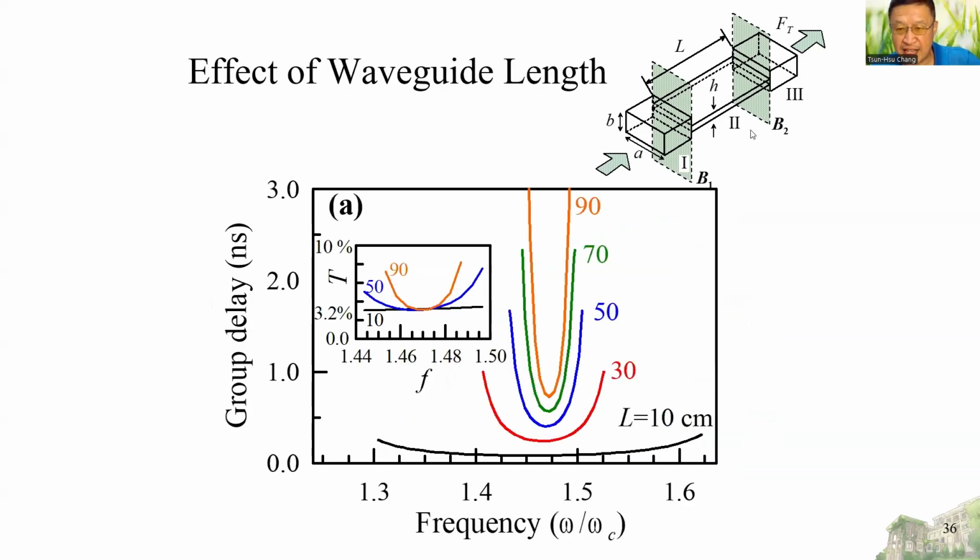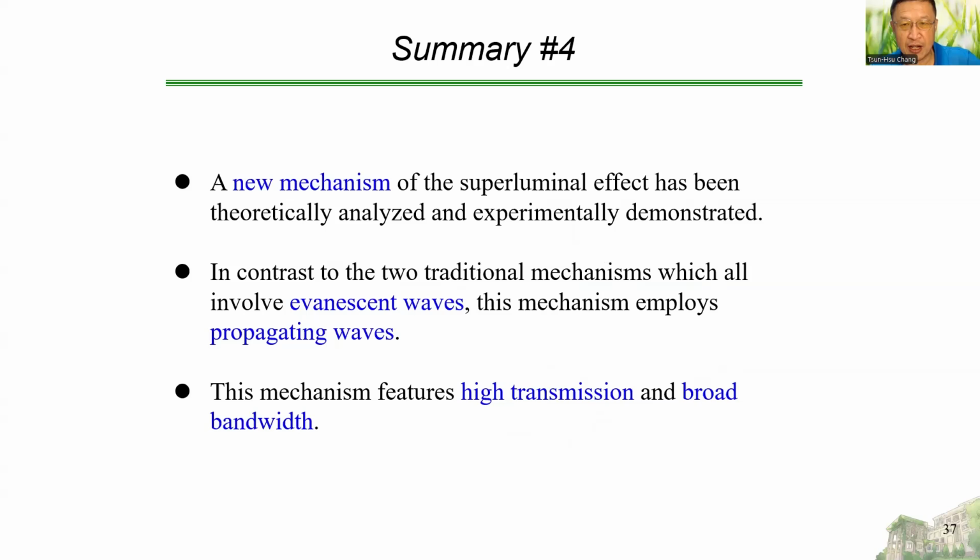When we change the length L, since it's a uniform waveguide, the transmission should be the same. Yeah, the transmission is the same, very high. And the delay differs by the length, of course, which makes sense. Okay, so the whole system makes sense. It's a propagating wave.